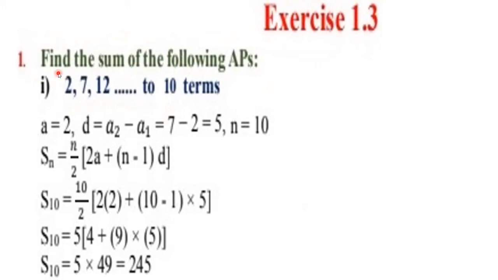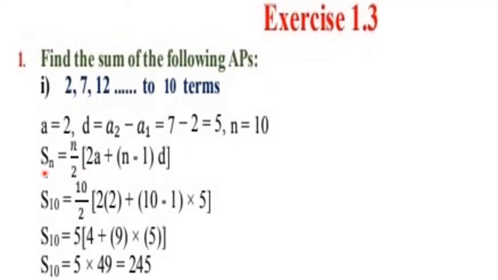The problem says: find the sum of the following APs. They have given the AP 2, 7, 12, etc. to 10 terms. Just by looking at the arithmetic progression, you can say that the first number is nothing but the first term, that is the a value, isn't it? How will you find the d value? a2 minus a1. Which is the a2 number? It is 7. 7 minus 2 is 5. Then what is this 10 terms indicating? It is the number of terms. So n is equal to 10.